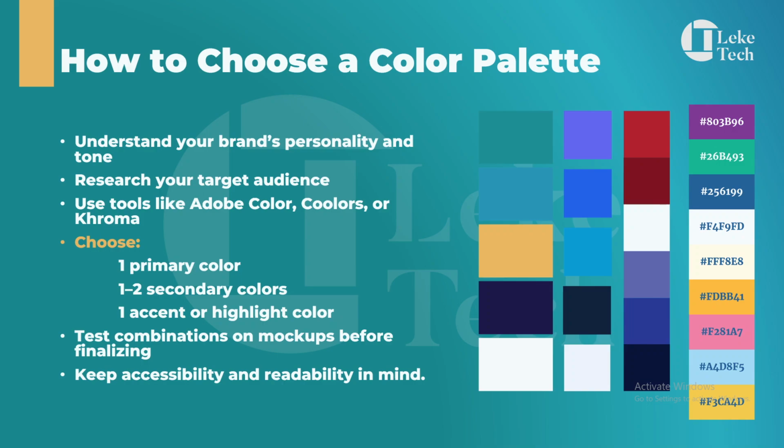So it's customary, for a start, you can get one primary color. For example, at Leke Tech, we have one primary color. You can get one to two secondary colors. Here we only have one secondary color, which is this. Then an accent color. This is the accent color here. Now I have the white and the black, which are neutral colors.